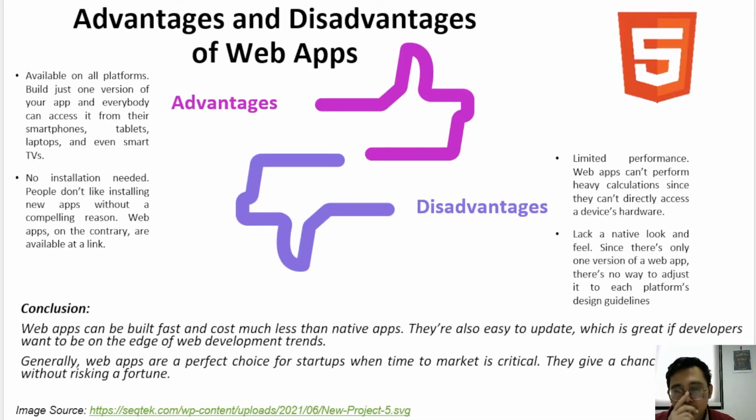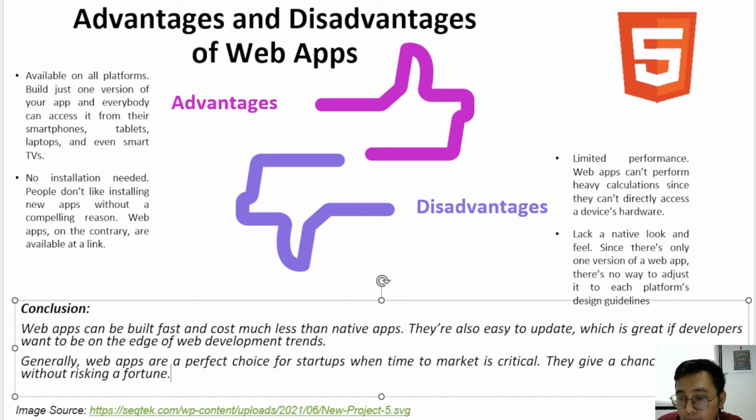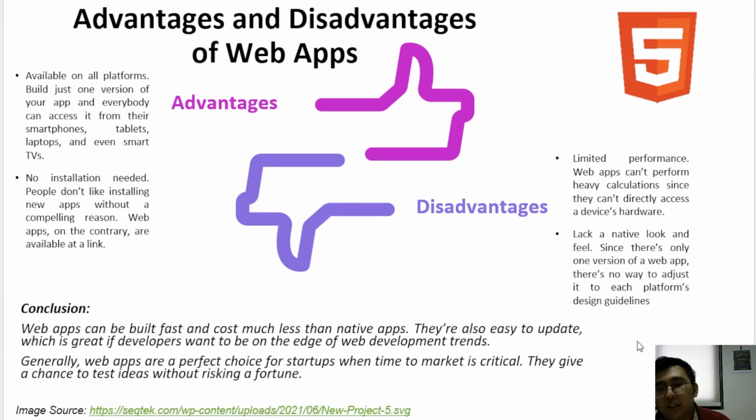The next one is the advantages. Web apps have the advantage that they can be built as only one version for all kinds of things that we need them to do. It can also be accessed from smartphones, tablets, laptops, and even smart TVs, and no installation is needed, because some people don't really like to install new applications because of technical issues, compiling reasons, and sometimes because the smartphone doesn't have a lot of memory left.